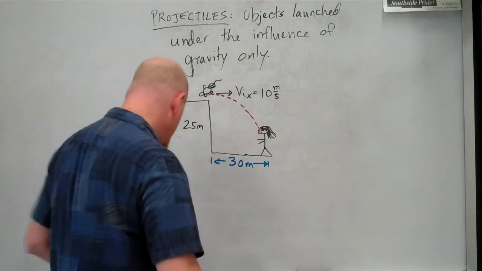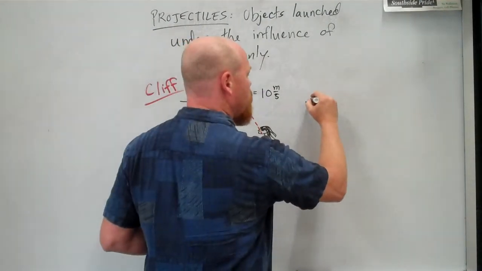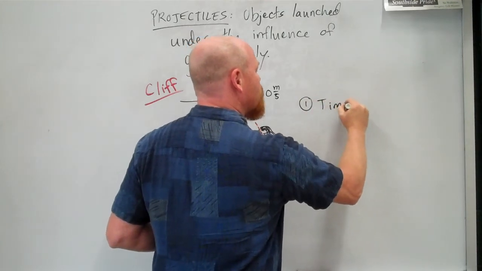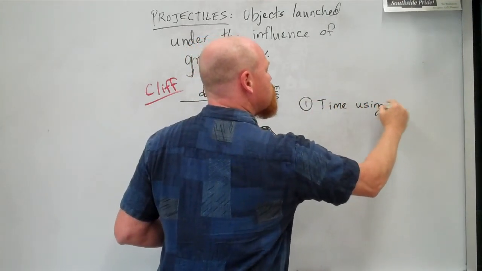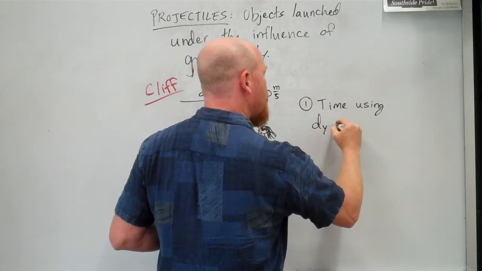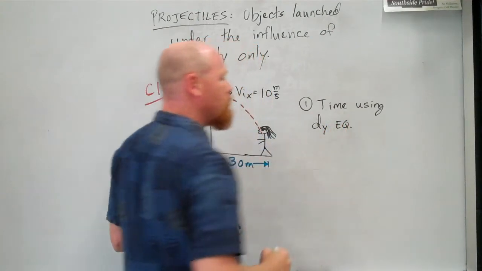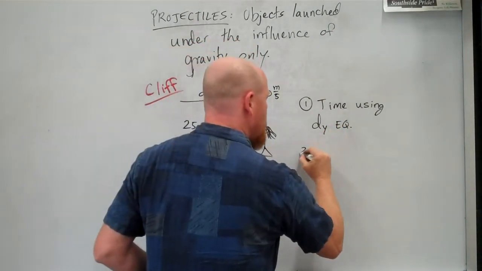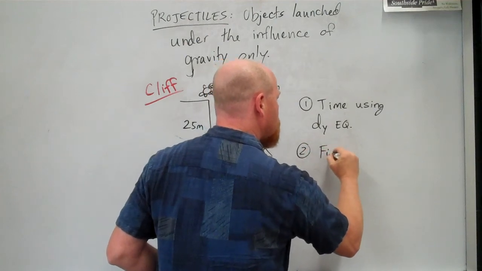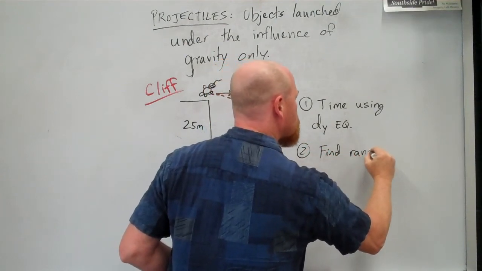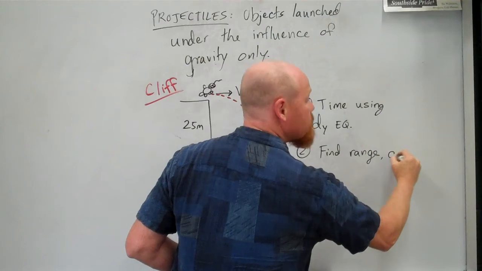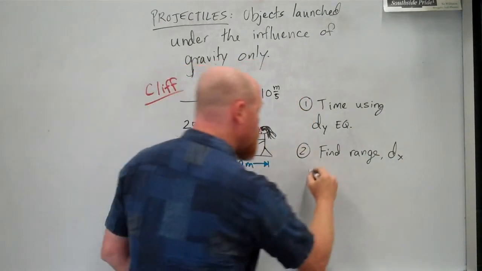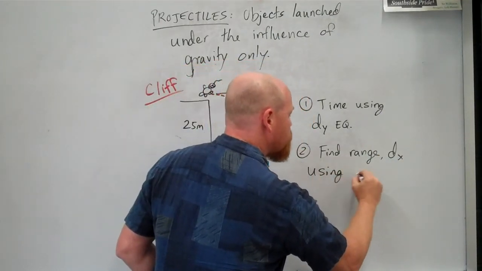We'll see what happens. The steps for a cliff: first of all, you find the time using the dy equation. That's EQ for equation. And then you find the range, which is dx, using the dx equation.